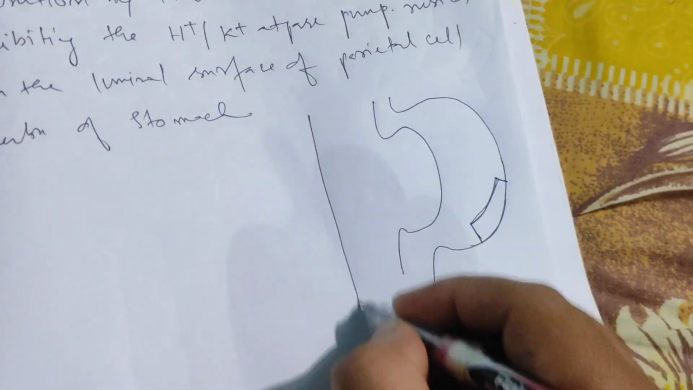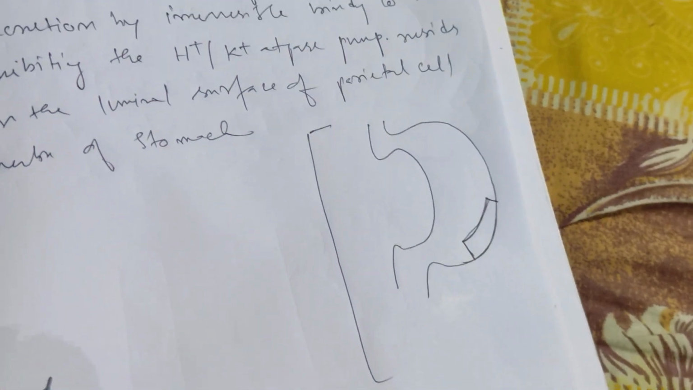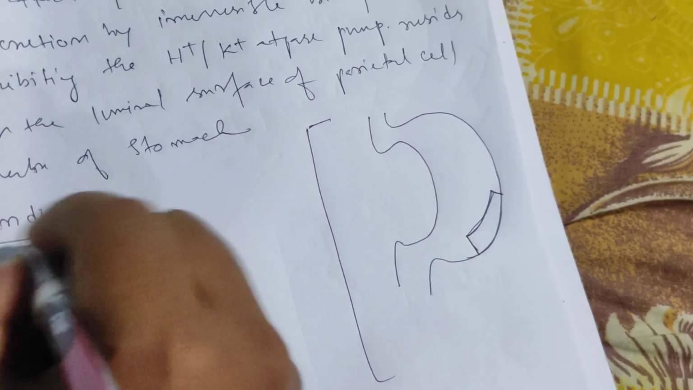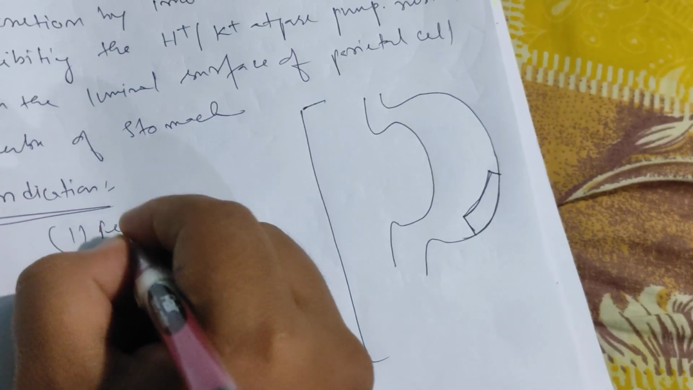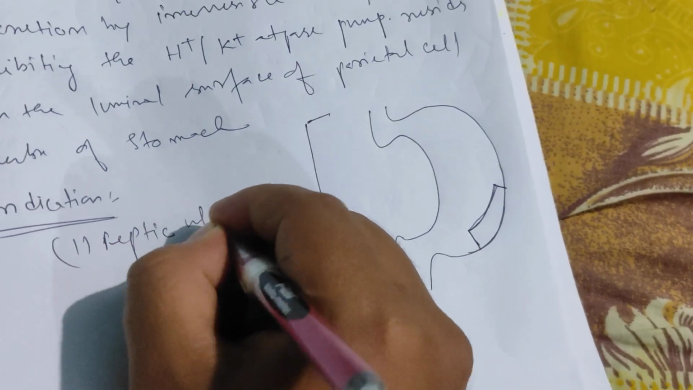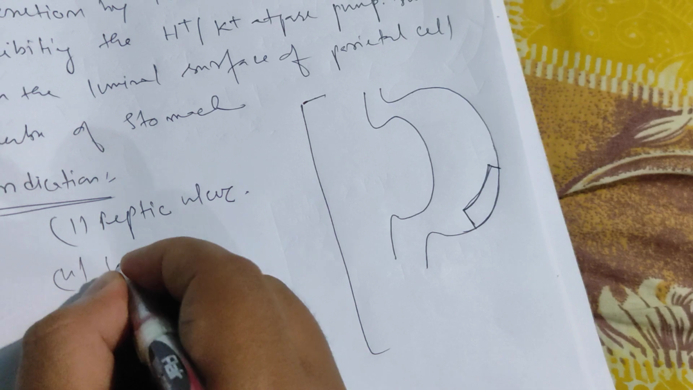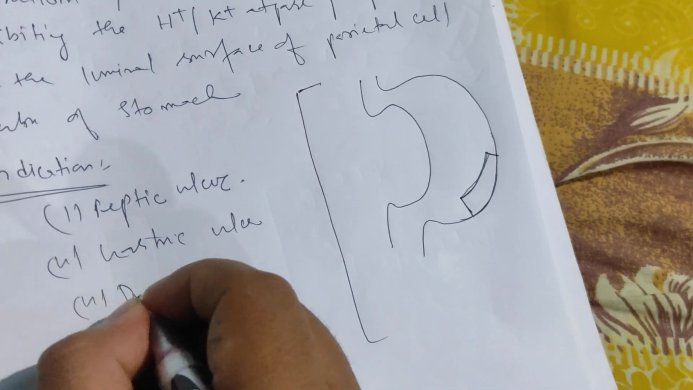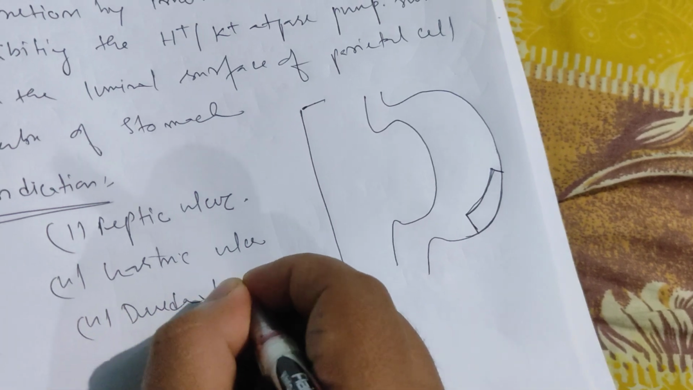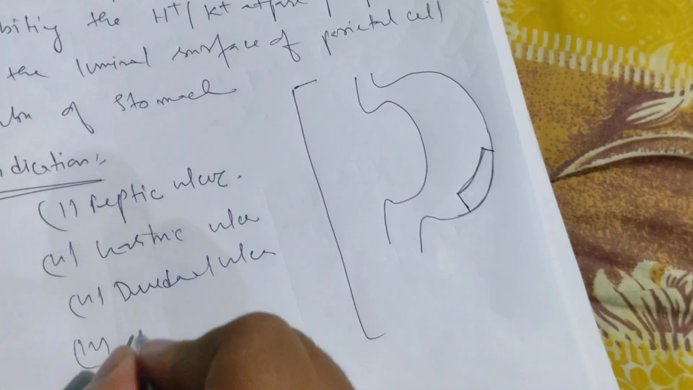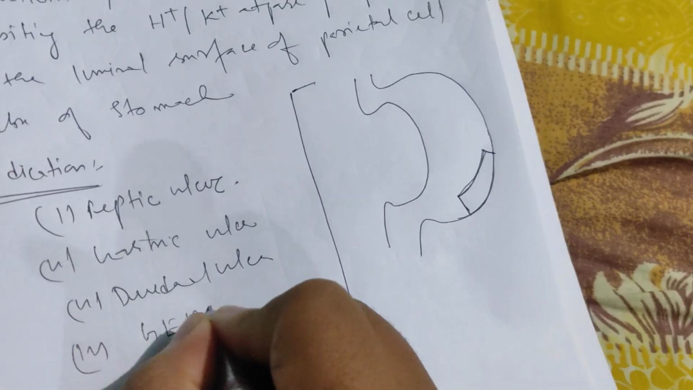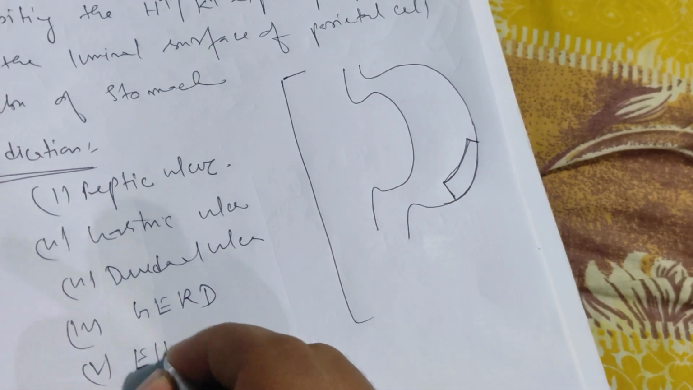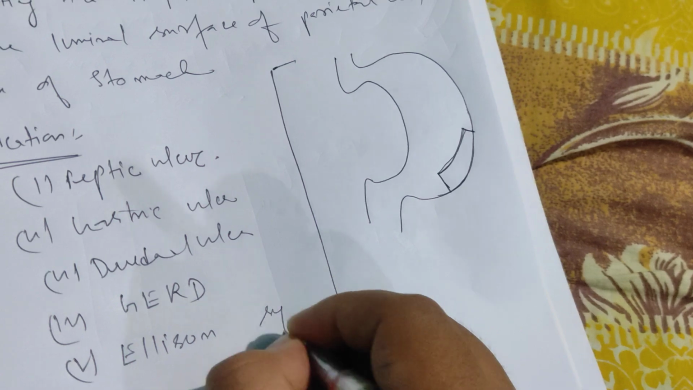Now we are discussing the indications of proton pump inhibitors. Indications are mainly in peptic ulcer condition, in gastric ulcer, duodenal ulcer, then GERD, that means gastroesophageal reflux disease, then in case of Zollinger-Ellison syndrome.